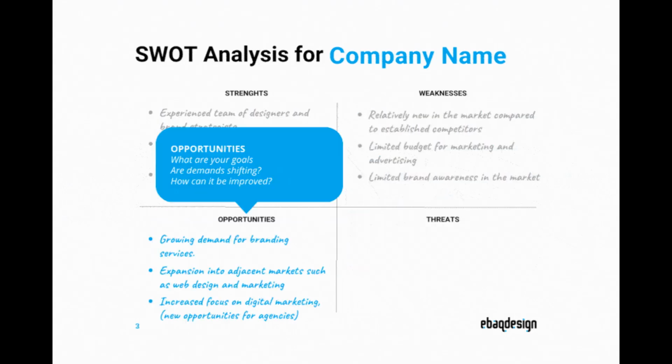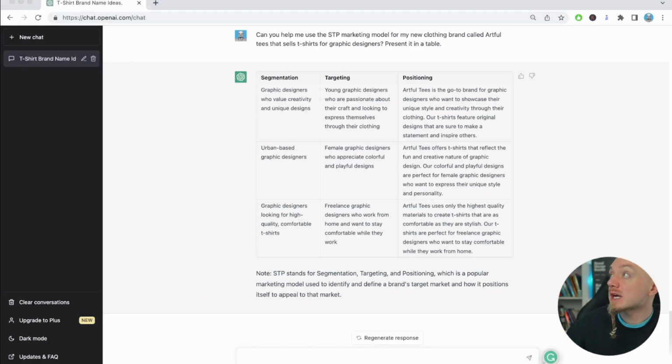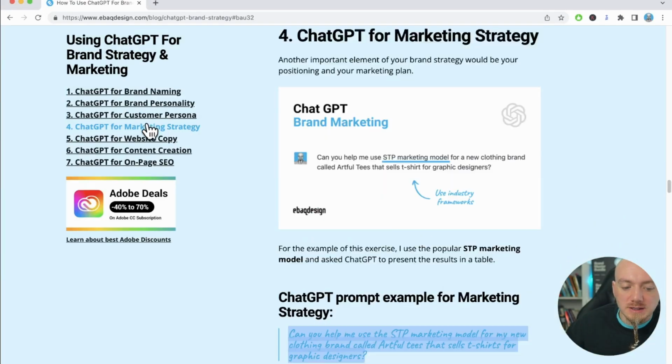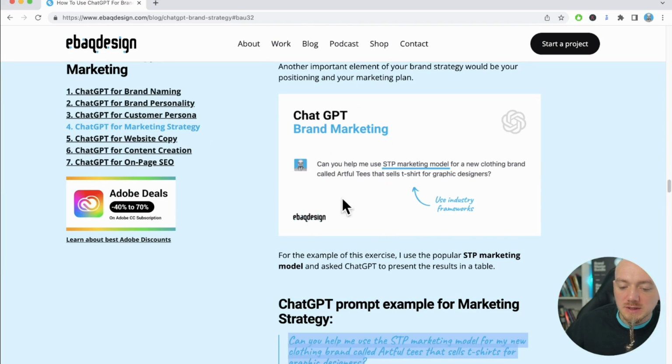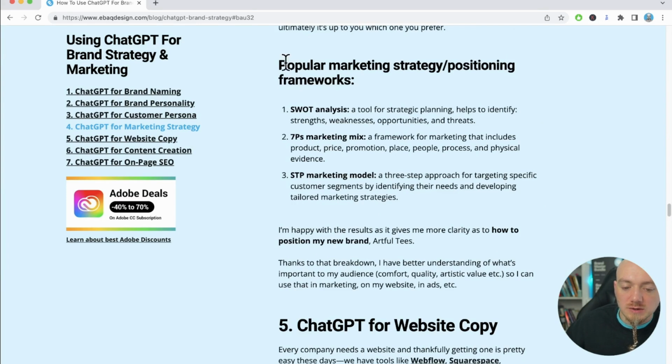So you can use the SWOT analysis framework, you can use other marketing frameworks. And for that, also visit my website where you can see those specific examples with those prompts and the results I got. And you have also more tips here, like all the marketing frameworks that you should try, like SWOT analysis, which is very popular, the 7P marketing mix. This is the one we've just run.